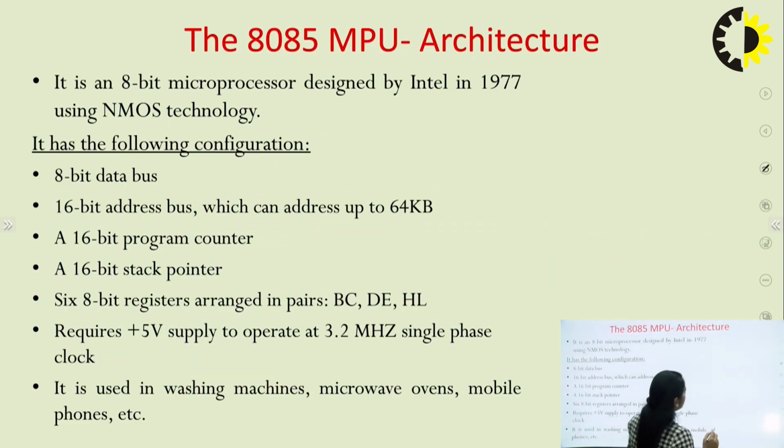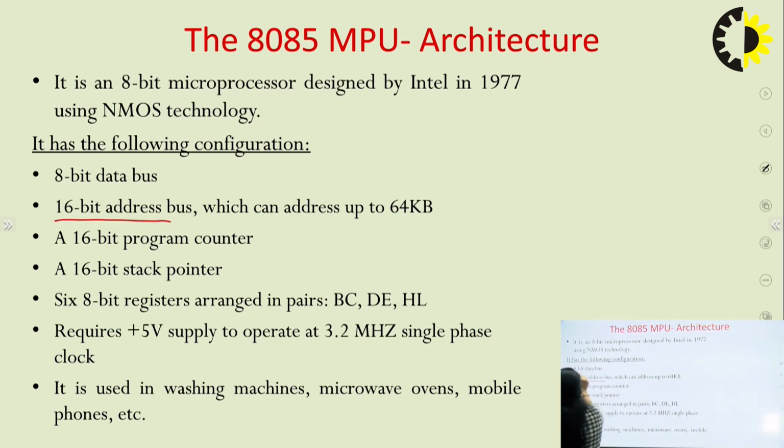So next is the microprocessor 8085 architecture, which is our topic. Microprocessor 8085 is an 8-bit microprocessor which was designed by Intel in 1977. It is based on NMOS technology and it has the following configurations. The data bus is of 8 bits, and the address bus is of 16 bits.